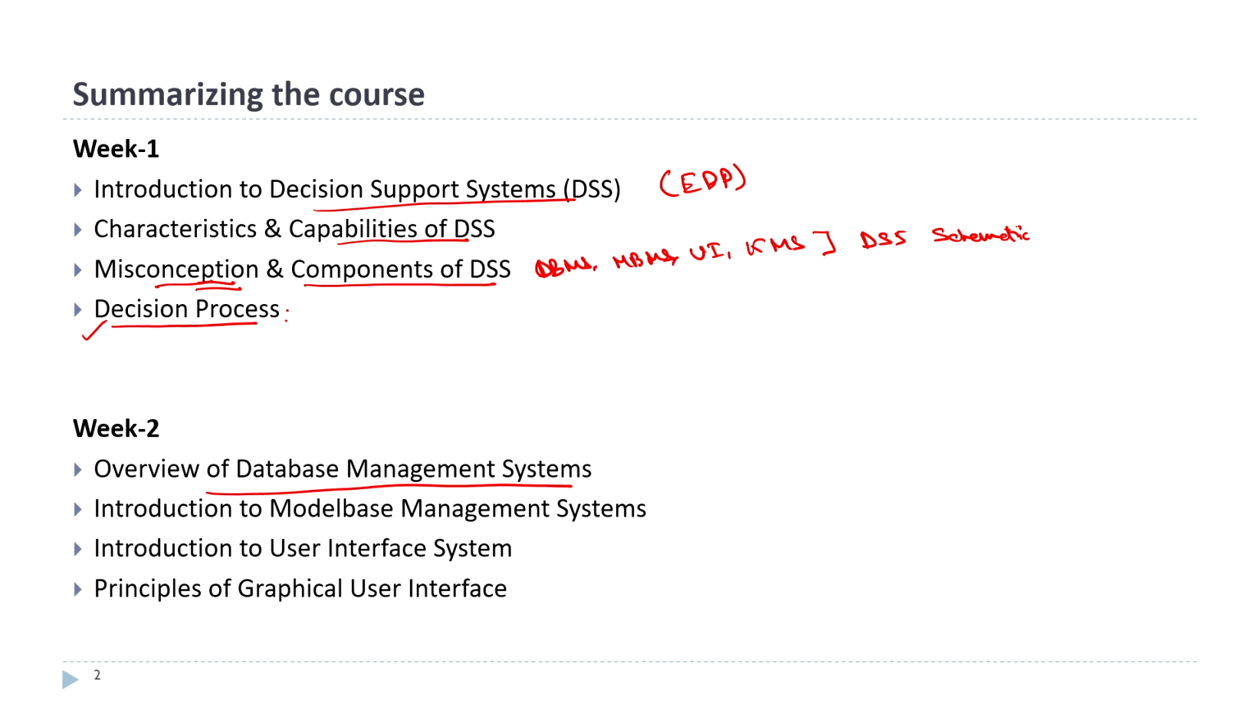Week 2 started with the overview of database management systems, in which the user interface, database management system, knowledge management systems and model based management systems, which were introduced in lecture 3 of week 1, were detailed further, and specifically what is DBMS and its subsystems. These were talked about in lecture 1 of week 2, along with collection of the data, what is database, what is data, major functions of the DBMS and the structure of DBMS. These were all taken in the first lecture.